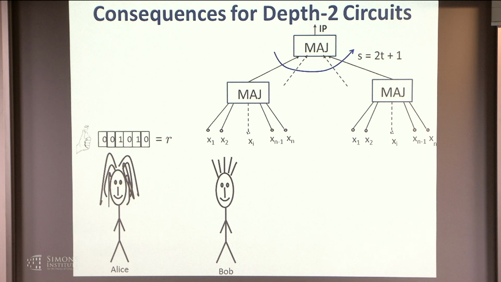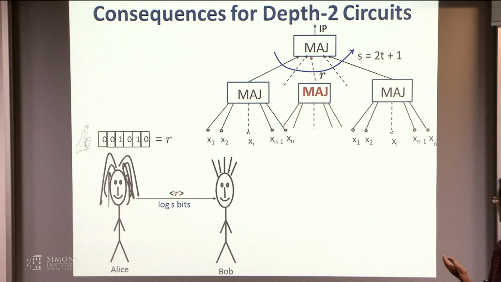Why so? Because Alice and Bob, what they can do is Alice can sample a random sub-circuit feeding into this top gate, and then send it over to Bob. Here I'm assuming that we have private coin randomness, which will be convenient for this talk. And this will require log s bits to be transmitted to Bob because the fan-in of this top gate is s. And then Alice will just tell Bob the number of ones that she sees on her side. And then Bob can compute the value of this sampled gate.